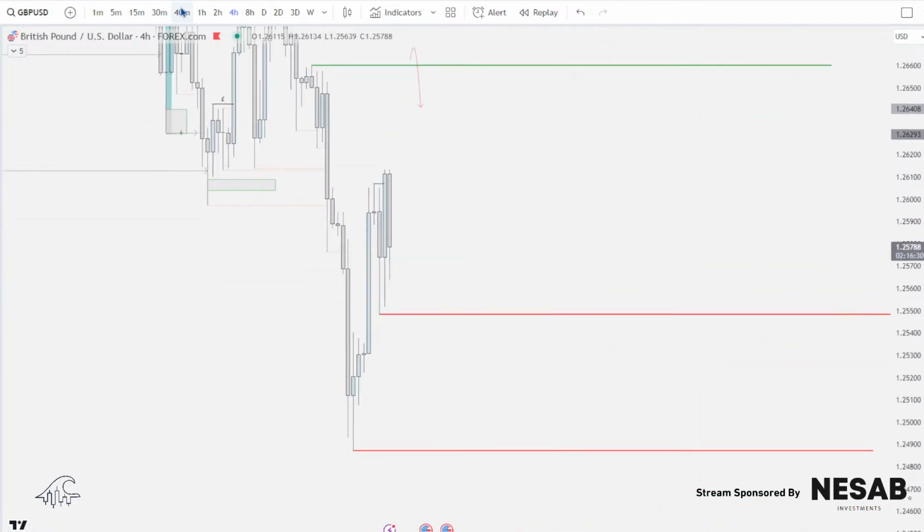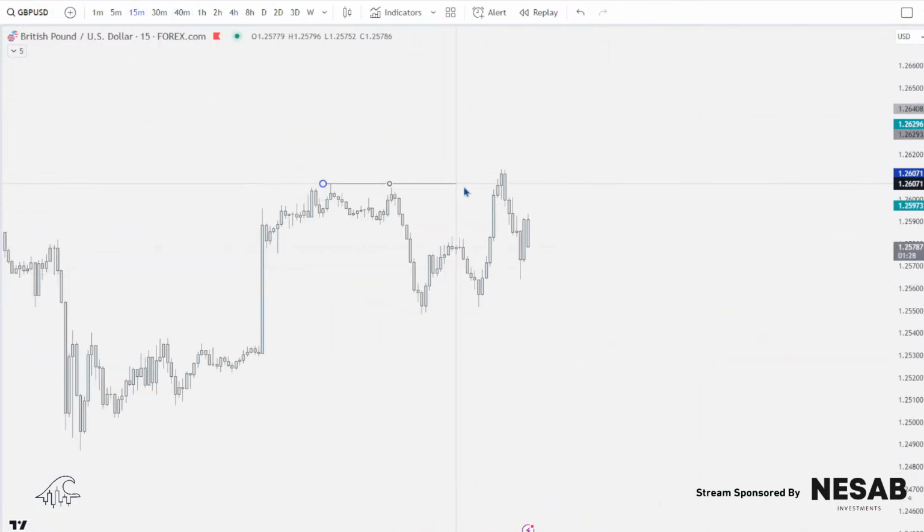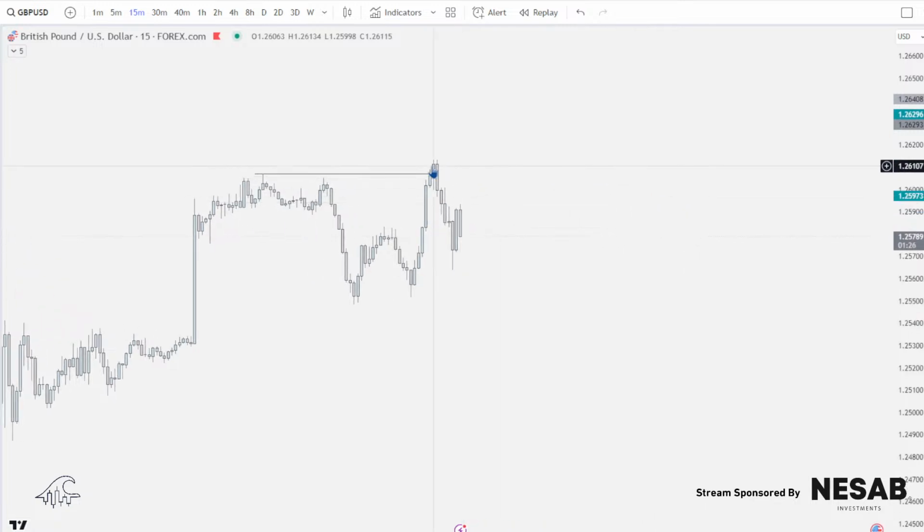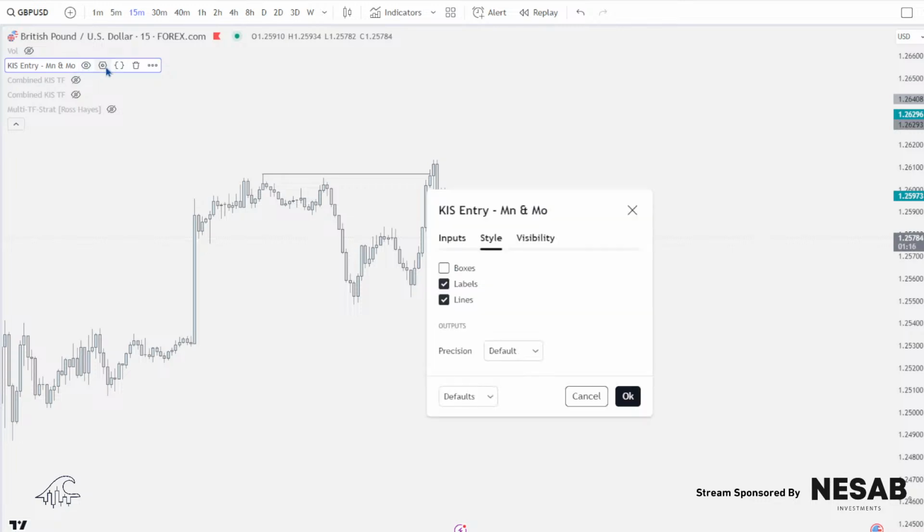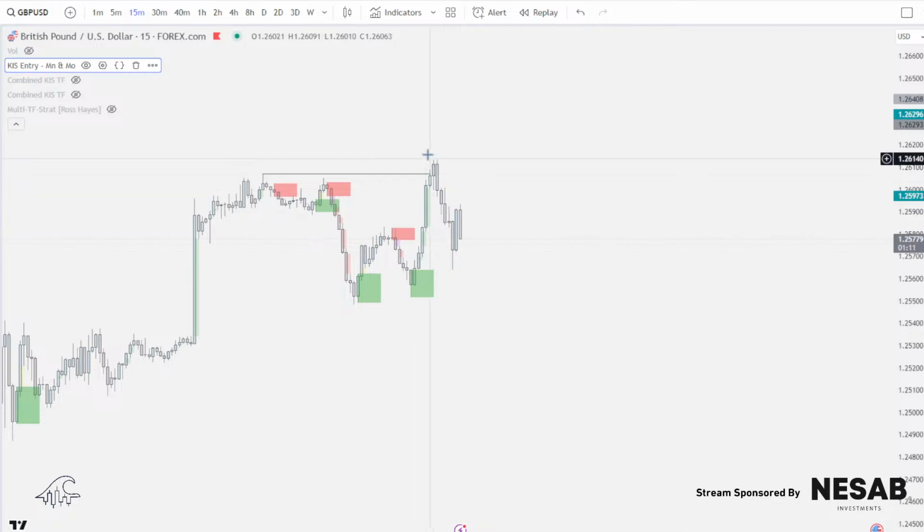I believe that was a high, yes. So we had a sweep of this high. You can see that we didn't actually leave any gaps here, so there was no entry point given, unfortunately. And we can turn this on, so you'll be able to see, and you'll see there's no sell point given here.